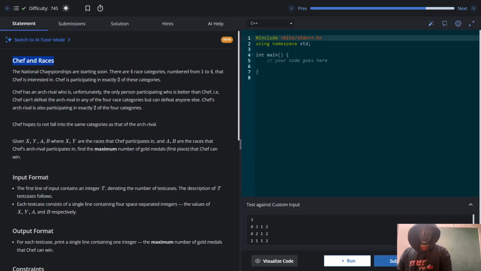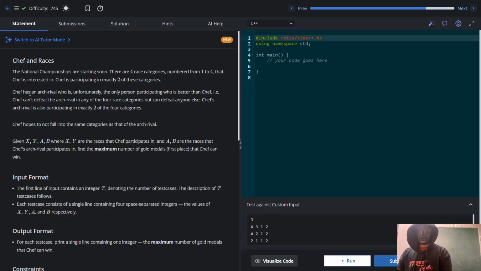So it says the national championship is starting soon. There are 4 race categories numbered from 1 to 4. So we have the 1, 2, 3 and 4 categories of races that Chef is interested in. Chef is participating in exactly 2 of these categories.